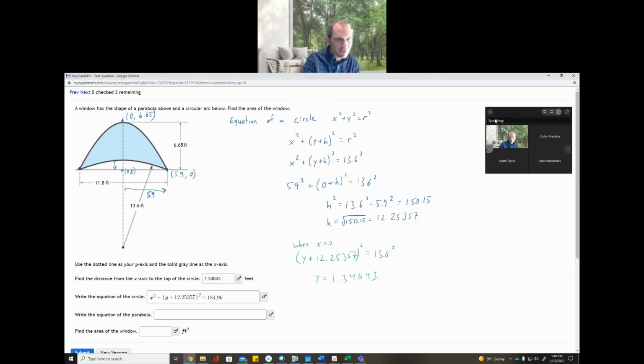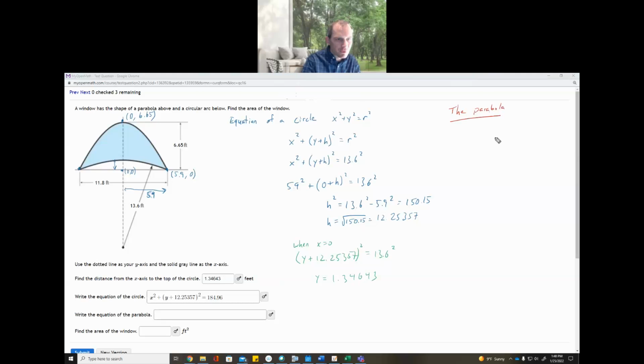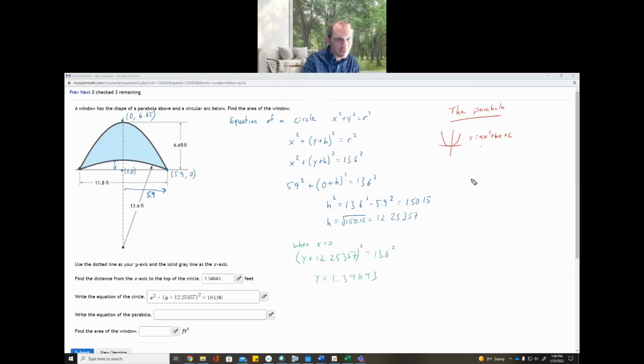Okay. Now we get into what I think is a bit of a challenging piece. Find the equation of the parabola. And what I want to do is use an appropriate type of equation for a parabola. So normally when I think of a parabola, something like y equals x squared, we generally write it as y equals ax squared plus bx plus c.